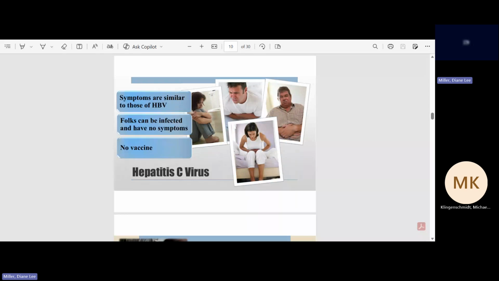Hepatitis C virus is very similar to hepatitis B. The symptoms are the same because the hepatitis C virus is also targeting the liver. People who have been infected oftentimes will not have any symptoms.